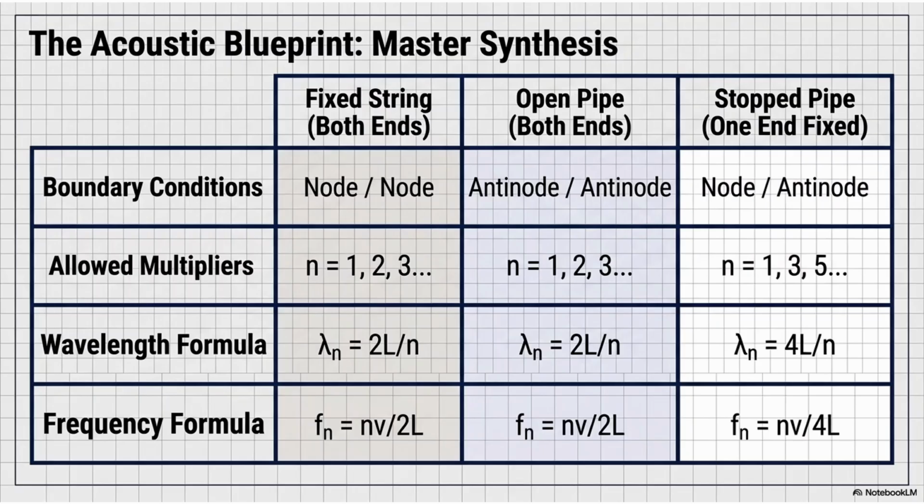The grand rule is that boundary conditions entirely dictate everything. Period. Wow, just the boundary. It's just the boundaries. If you have node to node like a fixed string or antinode to antinode like an open pipe, the symmetry allows all mathematical multipliers: 1, 2, 3, 4. But if it's mixed, node to antinode like a stopped pipe, that asymmetry physically bans half the waves from existing. You only get odd multipliers. The physical constraints dictate the math, which dictates the sound.